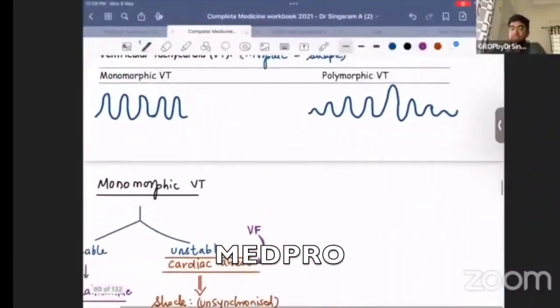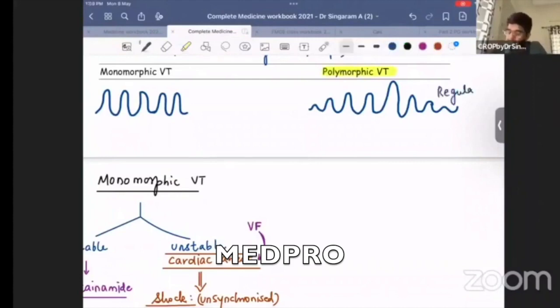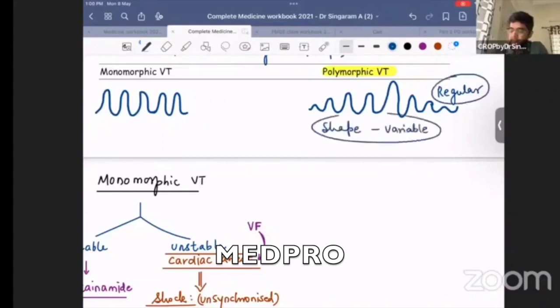Okay. Now there is only one more thing which needs further discussion. What is that? Polymorphic VT, or polymorphic ventricular tachycardia. Polymorphic means what? See, it is a regular rhythm only. Don't forget, it's a regular rhythm, but the shape will be variable. Can you see that? The shape of the QRS is variable. That is what we call polymorphic VT.